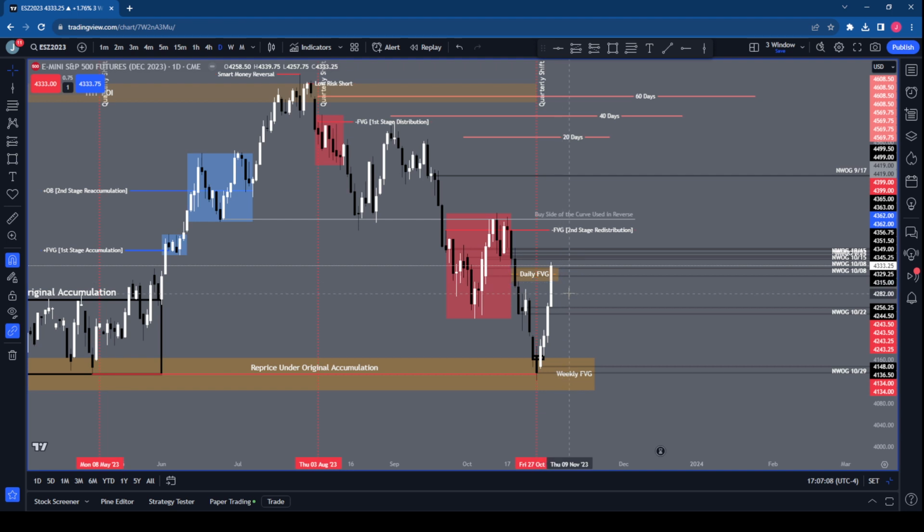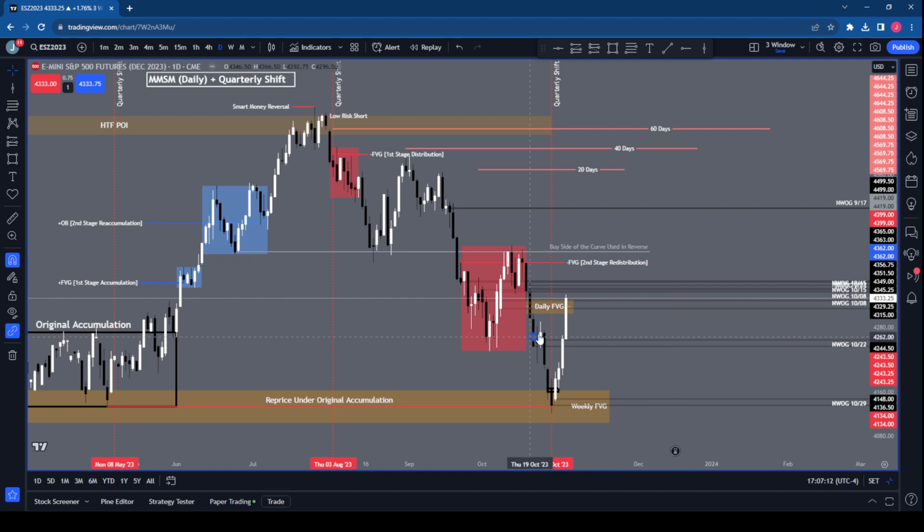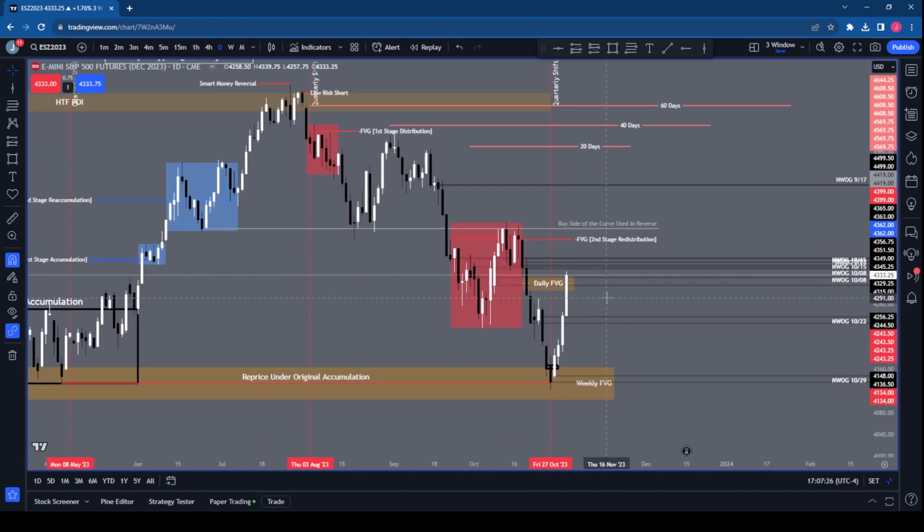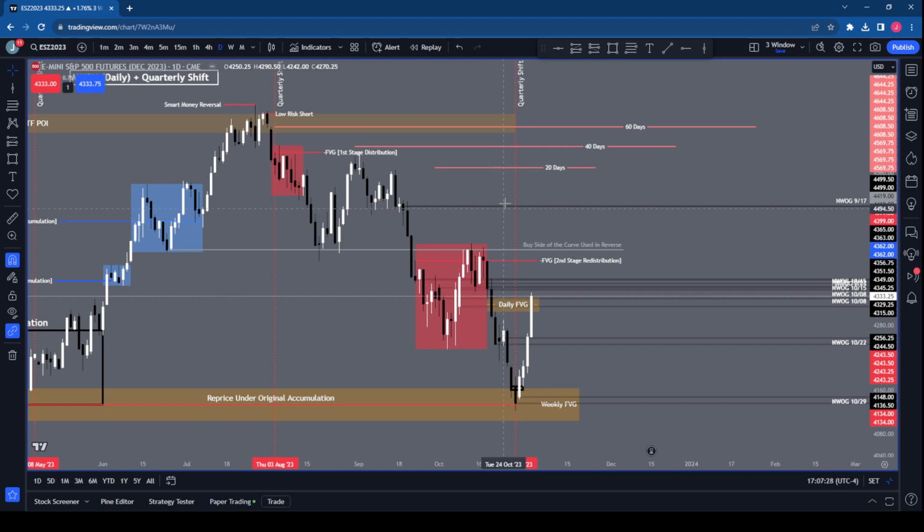This is what I think is amazing about smart money concepts and how ICT teaches them: this run would look random if you weren't putting it in the context of what I have on my chart right now. This would look random. But it's not, and it happened perfectly.